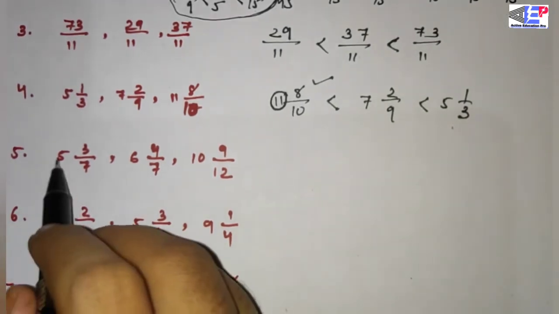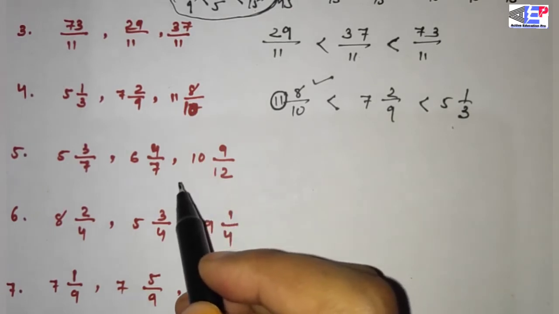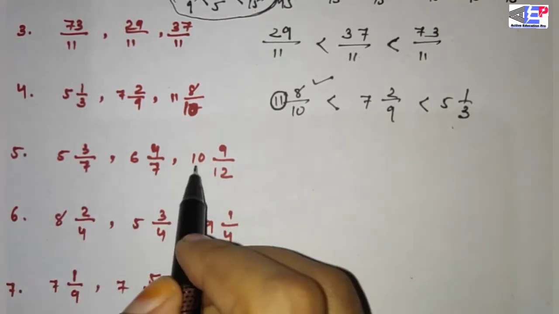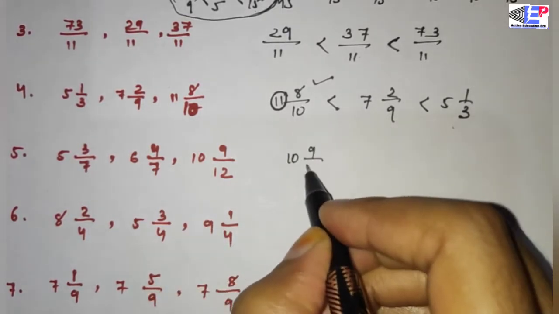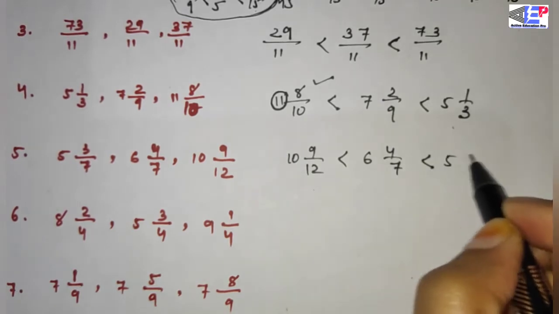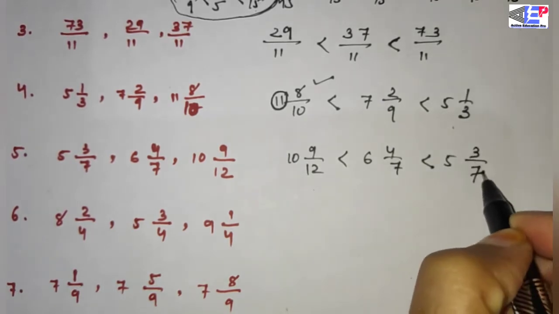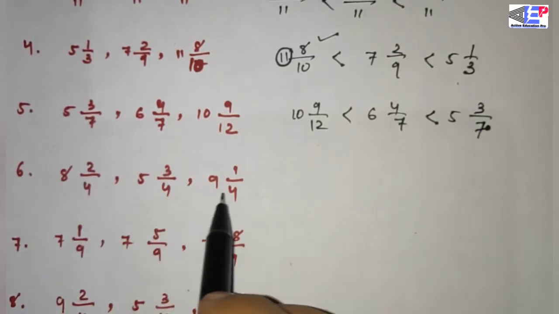Then the next one, 5 3 by 7, 6 4 by 7, 10 9 by 12. Similarly you can follow the greater whole part, so it is 10 9 by 12, then 6 4 by 7, and then 5 3 by 7. The next one, question number 6: 8 2 by 4, 5 3 by 4, 9 1 by 4.